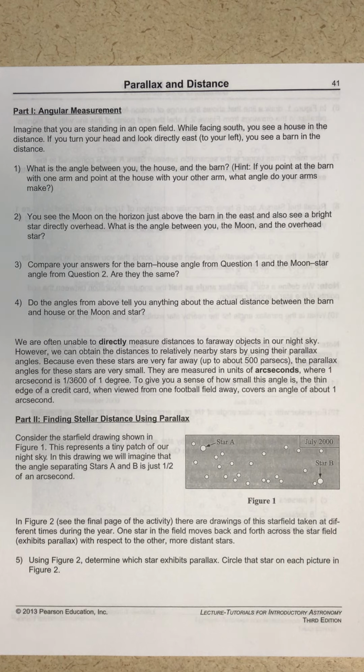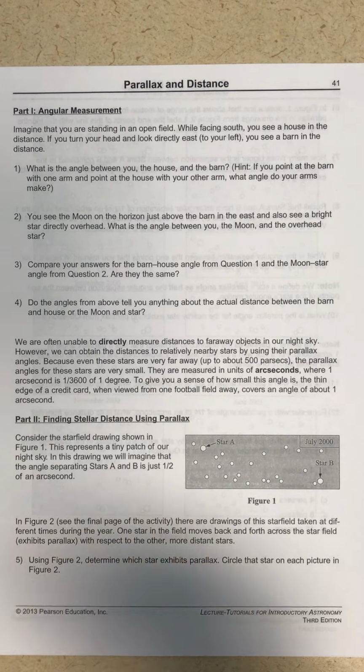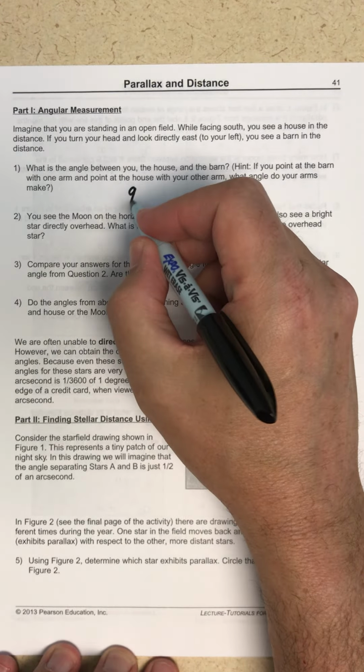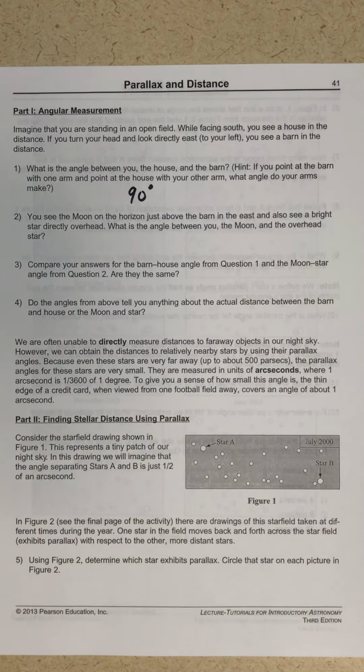So if you point at the barn with one arm and point at the house with the other arm, what angle do your arms make? Well, it should be at right angles. So it's going to be 90 degrees. It's 90 degrees between south and east.